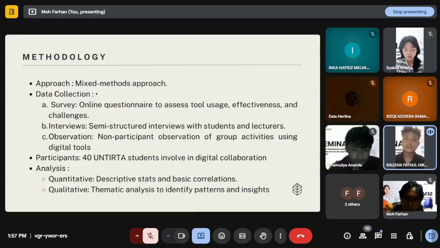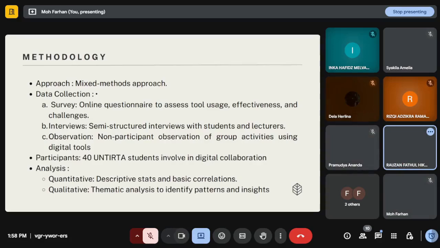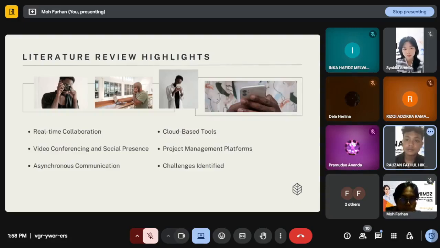Okay, in this slide, there's the methodology. We use the mixed method approach, and we collect the data by survey, interview, and observation. The participants are 40 students involved in digital collaboration. We analyze the qualitative and quantitative data. Next slide, please. Okay, the literature review highlights real-time collaboration, video conferencing and social presence, asynchronous communication, cloud-based tools, project management platforms, and challenges identified. Next slide.